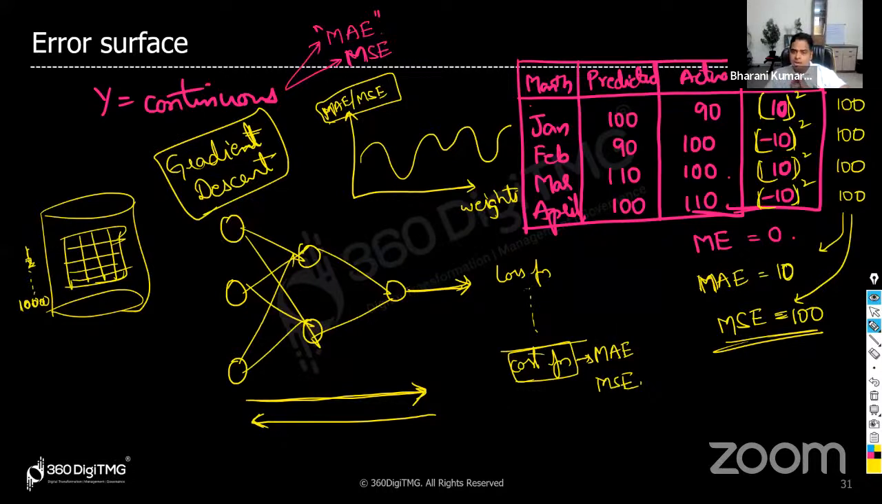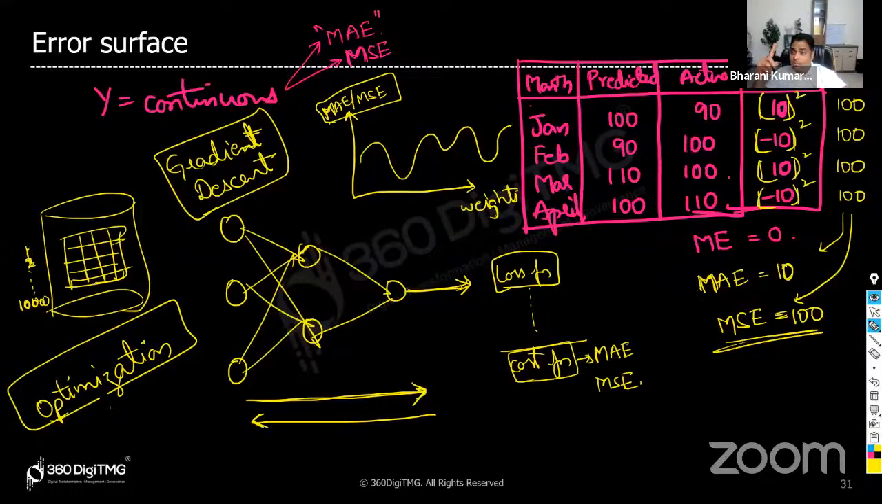While this is on one side, loss function and cost function, this loss or cost function is used for optimization. And what is your objective as part of optimization? Your objective is to minimize the loss or cost. So you want to minimize the loss function or cost function.